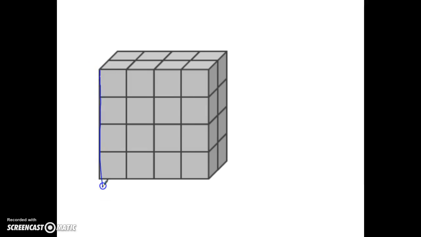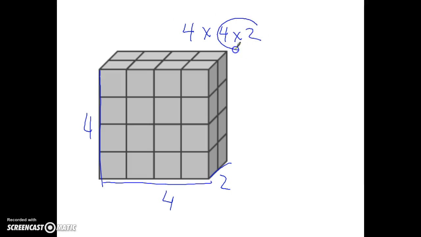Again, height first. 1, 2, 3, 4. Coming across the bottom for my length. 1, 2, 3, 4. And then for the bottom for my width, which could also be called the depth. It's like how deep it goes into the board. So I have 4 times 4 times 2. Since I said I like doing the two smaller numbers first, I'm going to take that. 4 times 2 is 8. And I got 4 times 8 gets me to 32 cubic units.